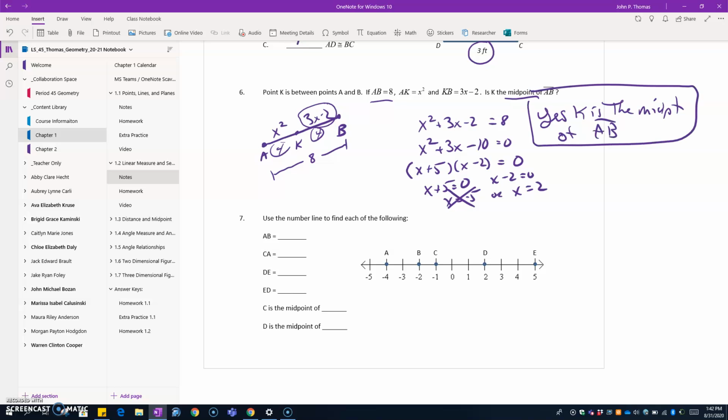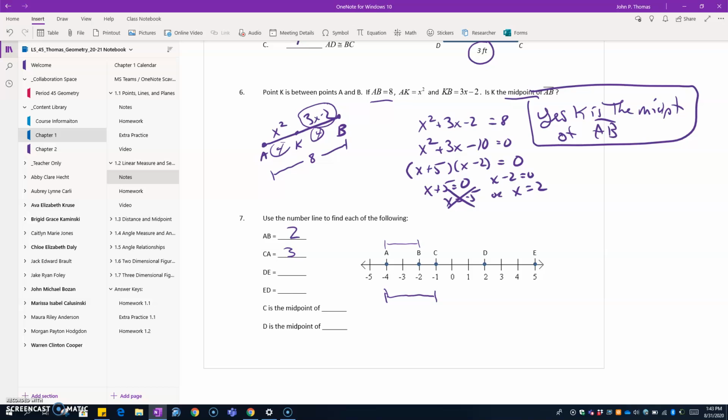All right, now, if we move to question 7 says, use the number line to find each of the following. So it says AB, and there's no marking above it, so it's asking for the length. So from A to B, we have a length of 2. All right, then it asks for CA. All right, C to A, that's from here to here. So we're looking at a length of 3.